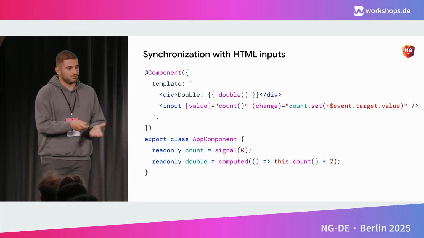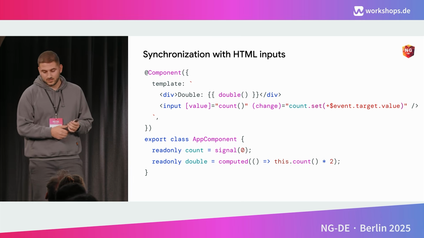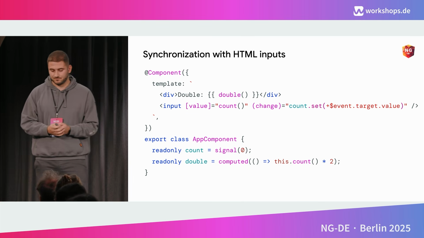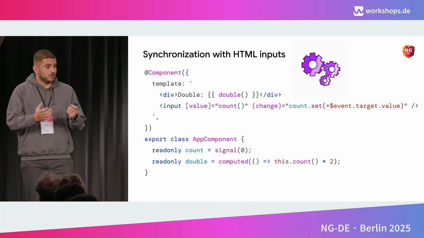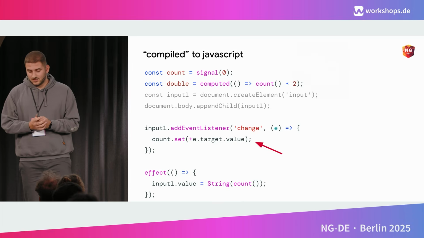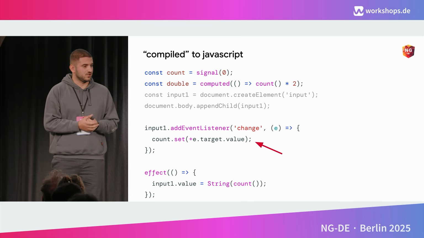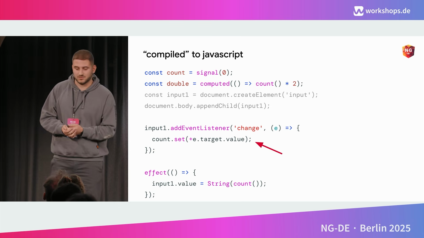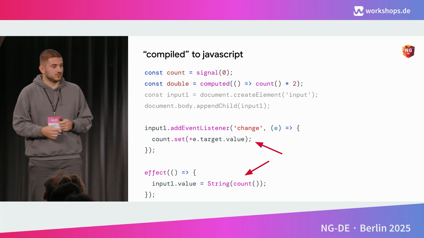Now let's say we have an input. So we have a count, and of course we use it as an input value, and of course we have a change event listener that updates our count when it changes. Let's compile it to JavaScript again, and basically that's what we will have, something like add event listener, some change, and update that count when the event emits.